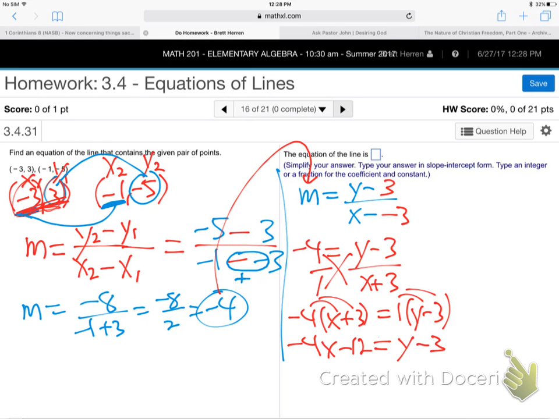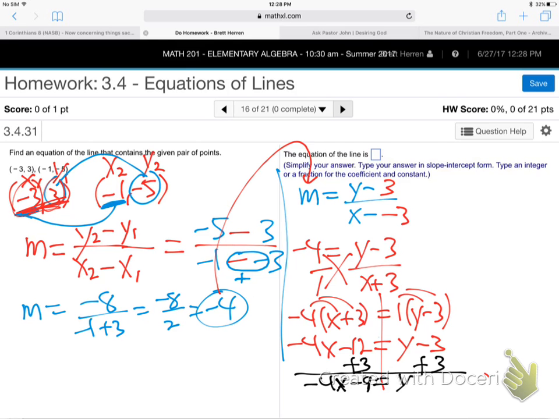Right? You just cross multiply, diagonal, diagonal, distribute. Last thing, y is always saying, I want to be alone. So last step is add 3 to both sides. Minus 4x minus 9 is y. There it is. Minus 4x.